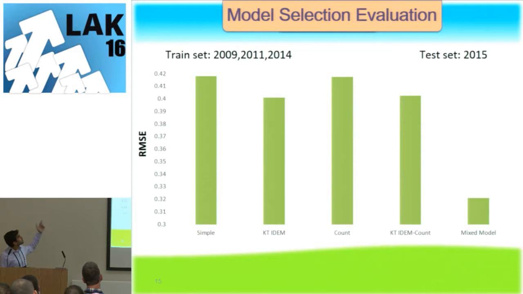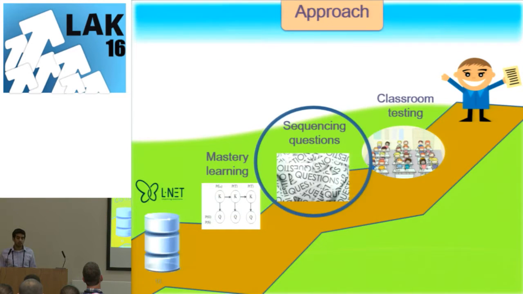Again, the y-axis is the RMSE value, and the x-axis shows the different models. We called our model selection the mixed model, and you can see that once we used our mixed model technique, it significantly improves the RMSE values against all those other models in that evaluation. So we had a model that we felt comfortable with, and we wanted to use that mastery learning model to sequence questions to students.